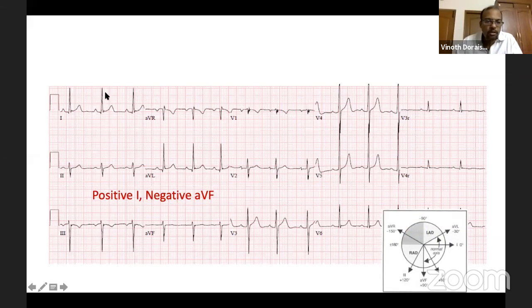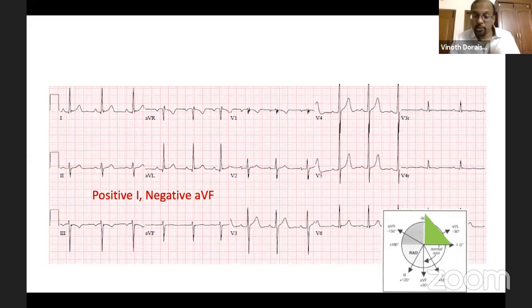And we have another one. You have a lead 1 which is positive and a lead AVF which is negative. So if lead 1 is positive and lead AVF is negative, it will be in the left upper quadrant, which is left axis deviation. Okay, so this is the quadrant method of calculating the axis.